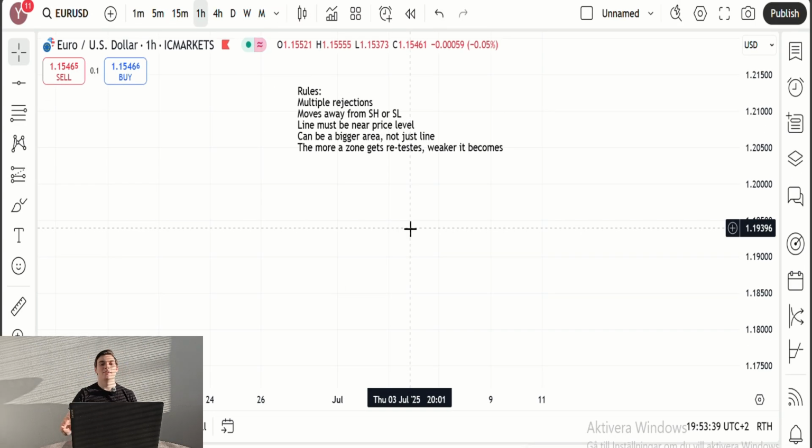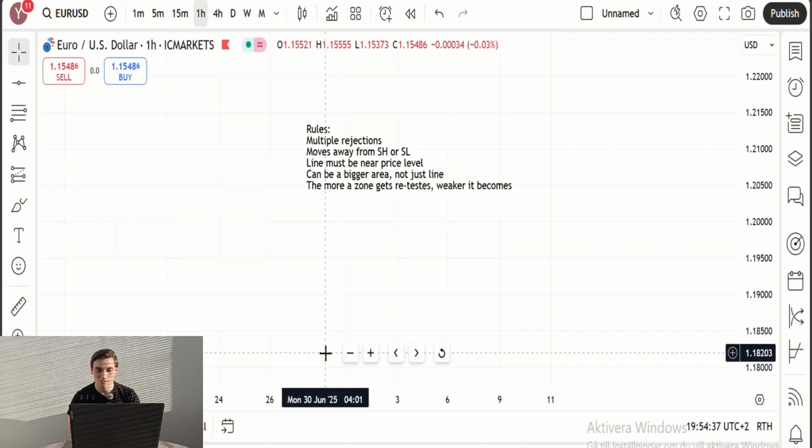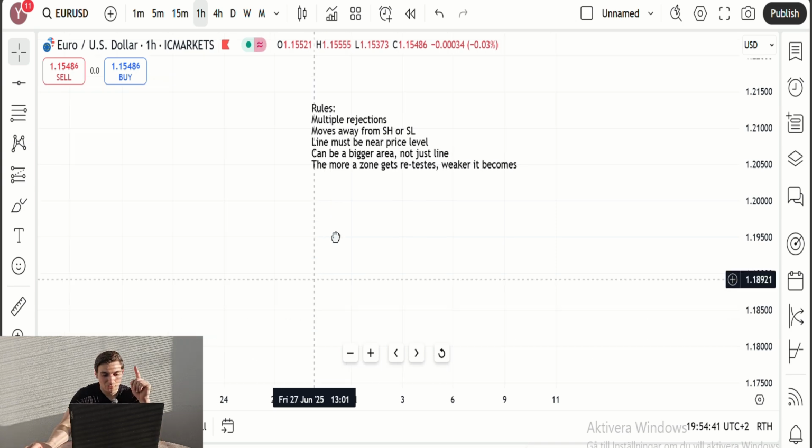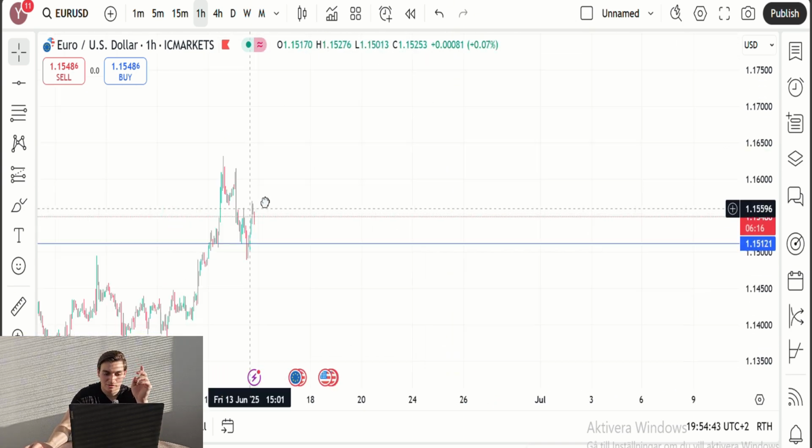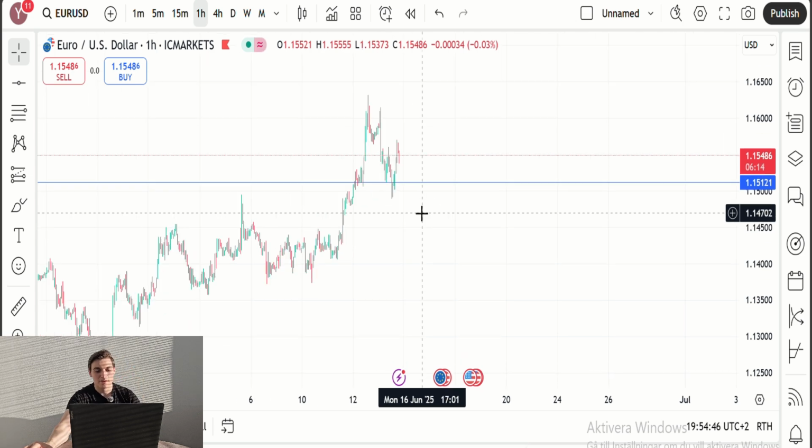And the fifth rule, and don't forget about this: the more a support or a resistance level gets tested, the weaker it becomes. So if it has 2 or 3 rejections, it's still pretty strong. But after 6, 7, 8 rejections, it becomes weaker and weaker and weaker. So now you know what support and resistance is and the rules. But before finishing this video, there's one last thing.